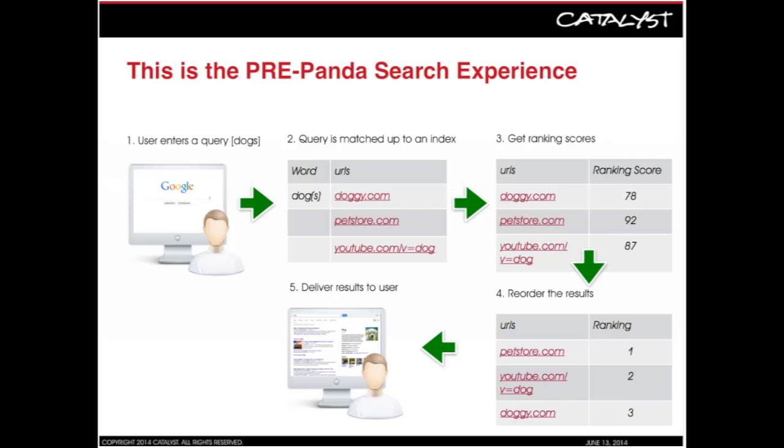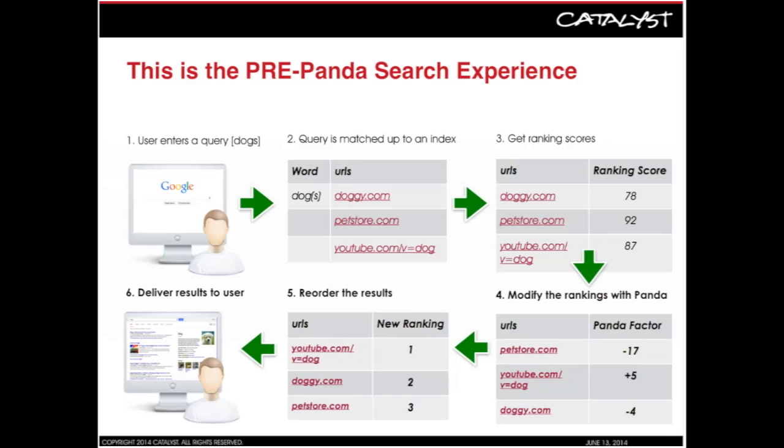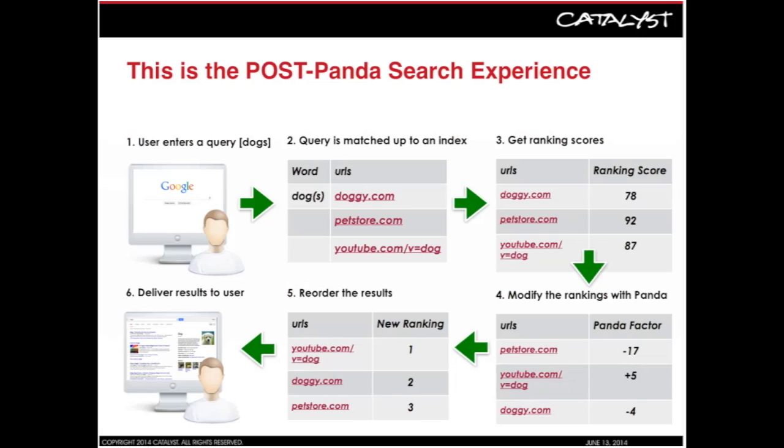That's the pre-Panda search experience. The post-Panda search experience starts off very similar. The user puts in the term dogs. It hits the index to get a list of websites relevant to dogs.